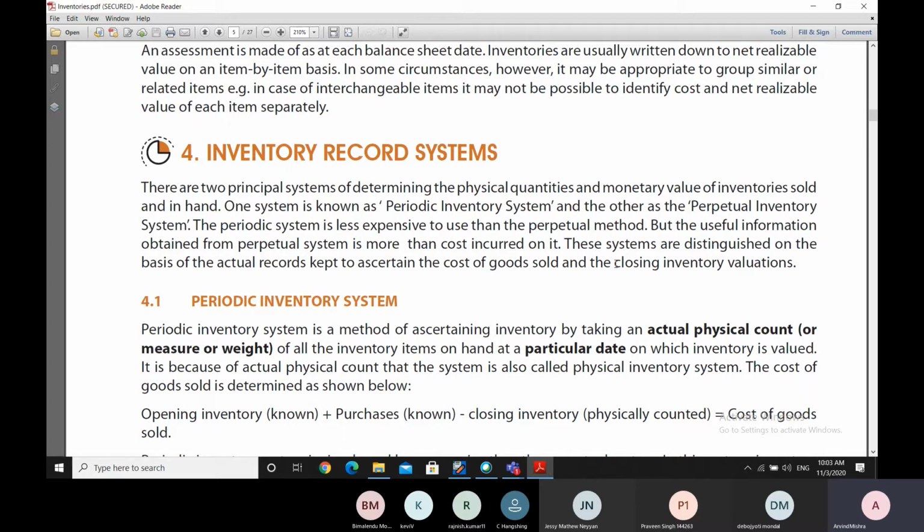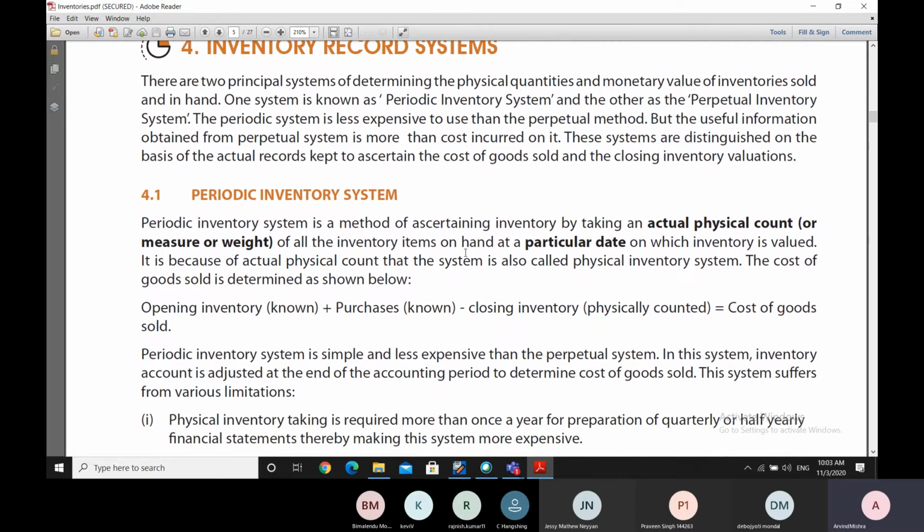And therefore, the actual records which are kept to find out the cost of goods sold and the closing inventory valuations distinguish these two systems, the periodic inventory system and the perpetual inventory system. So these two record keeping systems are distinguished by the actual records that they keep to find out the cost of goods sold and the closing inventory valuations.